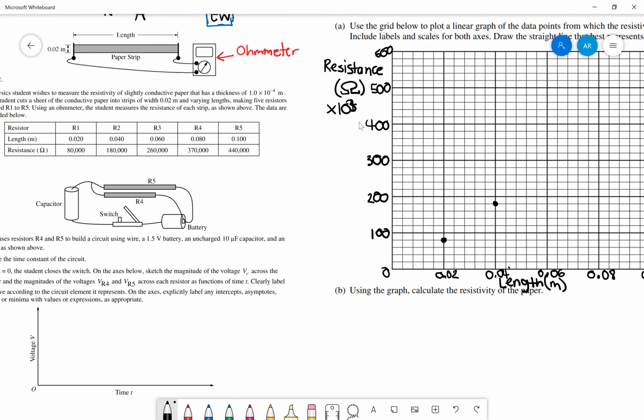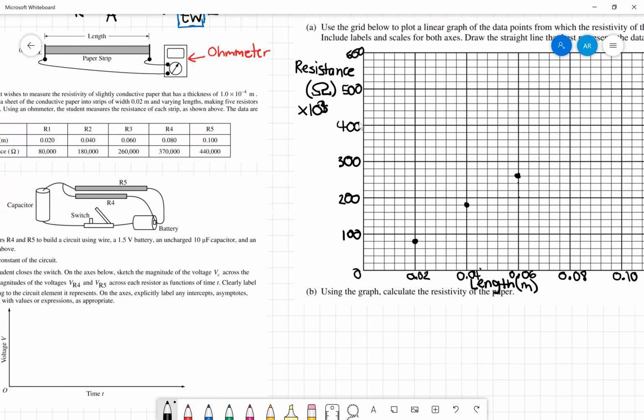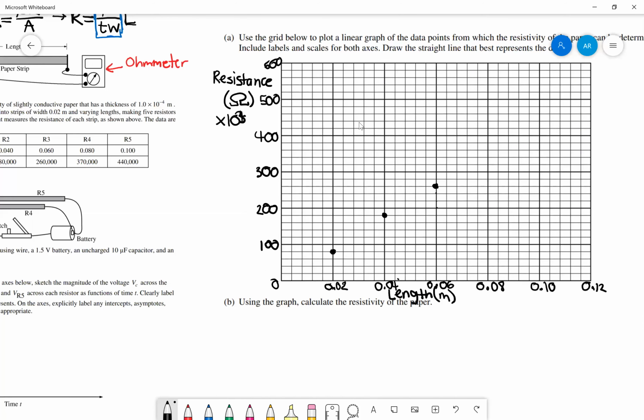Now let's go to R3, 0.06. 0.06 is 260,000. So we're going to go to 200,000 right over here. 20, 40, 60. So now we have 0.06 corresponding with 260,000. Bingo. That's what we're getting. And R4 is 0.08, 370,000. So we have 300, 20, 40, 60. So 70 will be right in between. So that's 0.08. And 0.1 will be 440,000. So we have 20, 40.